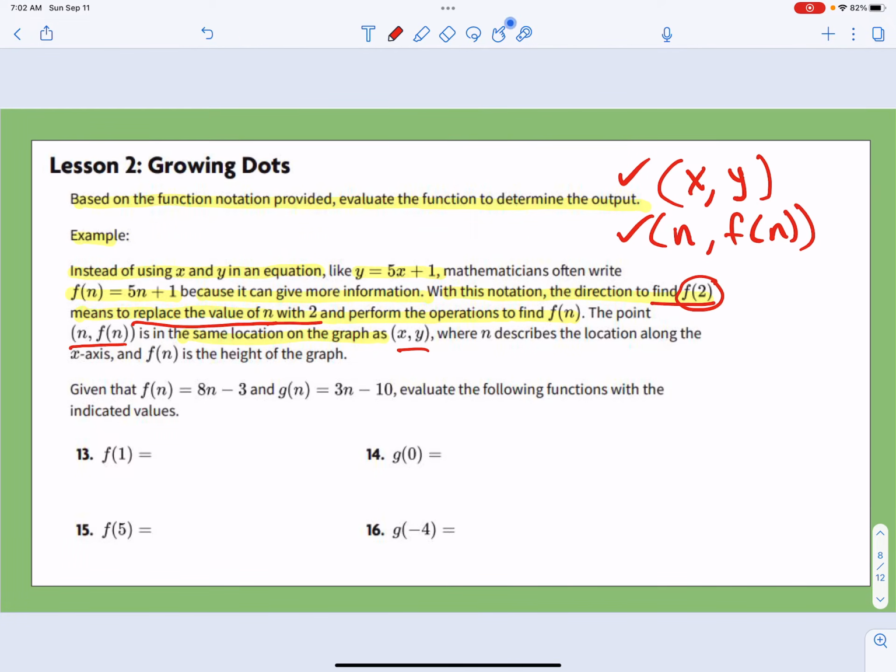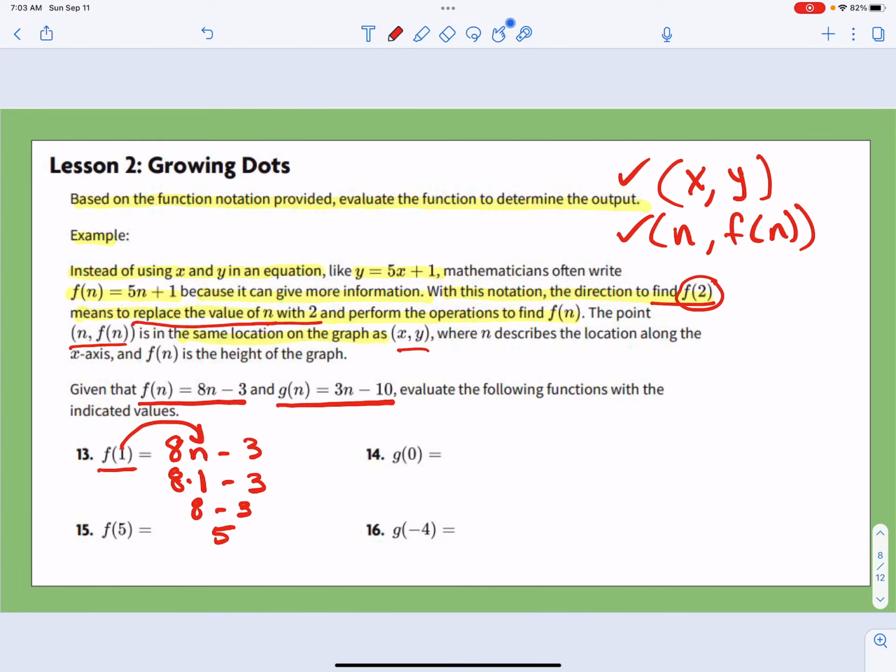Okay, so we have two functions here: f of n equals 8n minus 3, and g of n equals 3n minus 10. They want us to evaluate them for what's given. So let's look at f of 1. That means we're going to come back to our first equation, 8n minus 3, and plug a 1 into there. So we have 8 times 1 minus 3, which is 8 minus 3, which is 5. Okay, so that's great there.